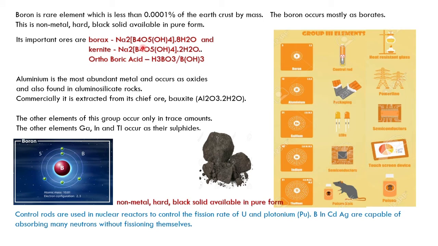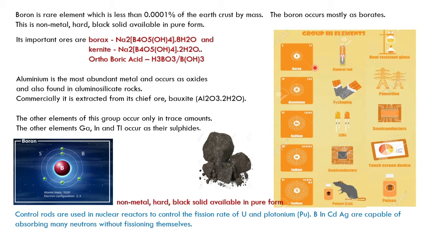Borax is Na2B4O5(OH)4 with 8 molecules of water. Then there is orthoboric acid, H3BO3, and kernite, which is Na2B4O5(OH)4 with 2 moles of water. Okay, in this video we'll see the chemical properties of borax and the uses of borax and orthoboric acid.